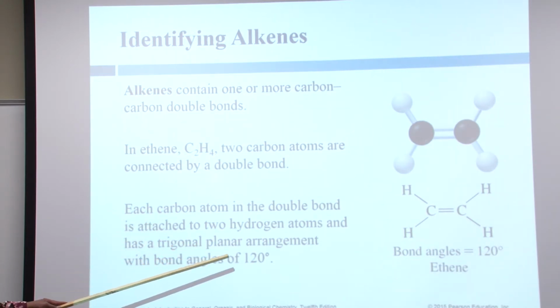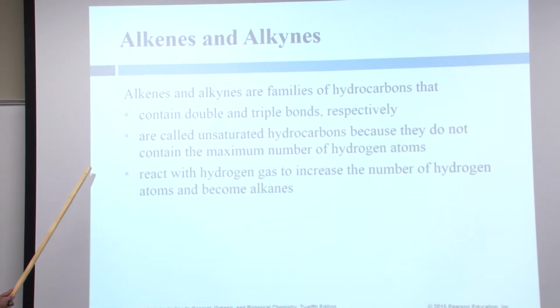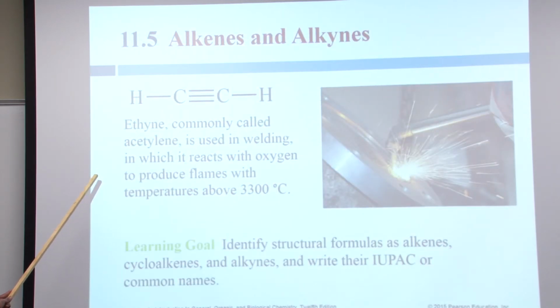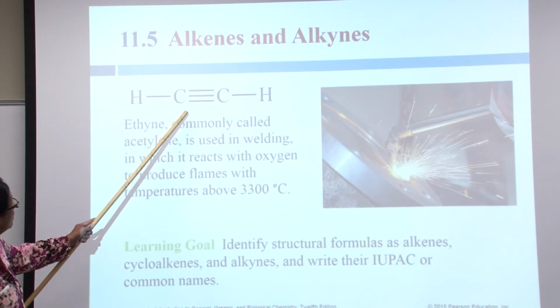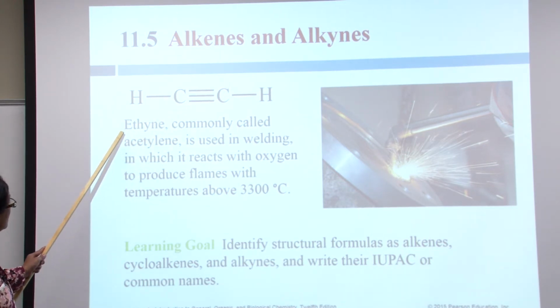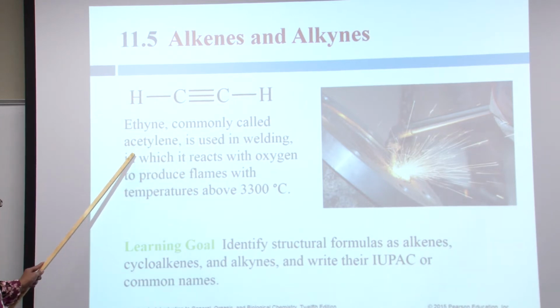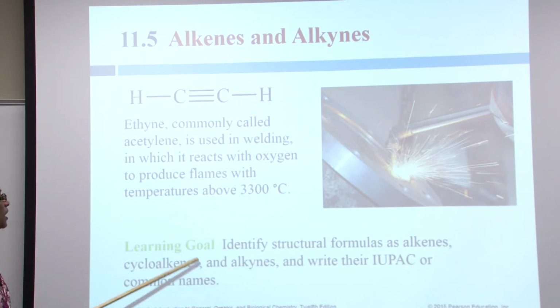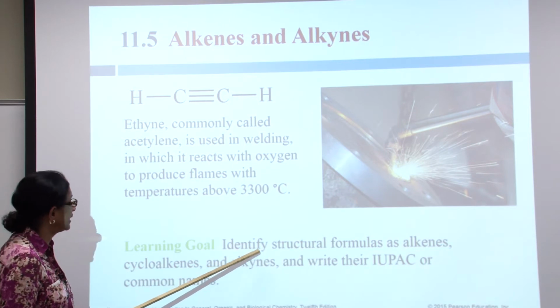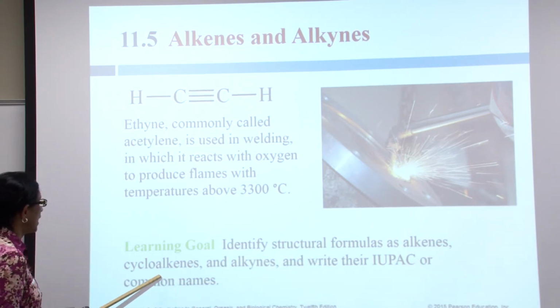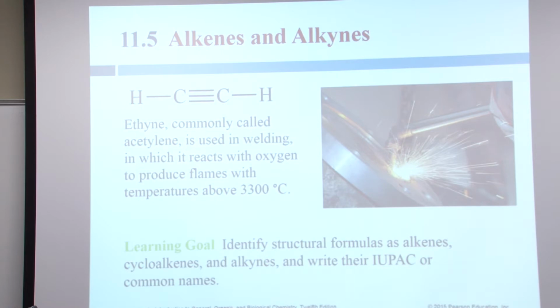Again, it has a carbon-carbon double bond, unsaturated. And these are alkynes, with a carbon-carbon triple bond. This is ethyne, commonly called acetylene, which is used in welding, in which it reacts with oxygen to produce flames with very high temperatures. Now the learning goal will be to identify structural formulas of alkenes, cycloalkenes, alkynes, and write their IUPAC names.